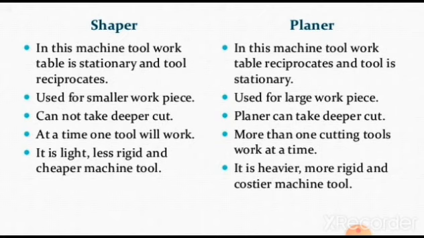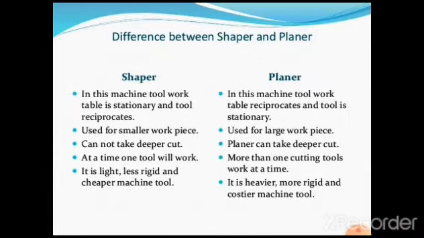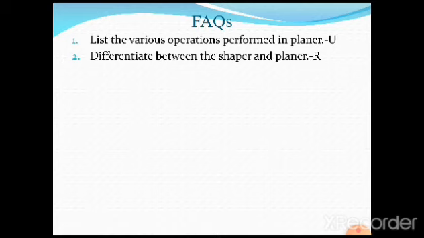It is a light, less rigid and cheaper machine tool. The shaper is definitely a lightweight machine, less rigid means less strong compared to the planer, and a cheaper machine tool, whereas the planer is a heavier, more rigid and costlier machine tool. So the industries will take decisions depending upon their job type, whether they are going for a large workpiece or for mass-produced identical jobs. That decision is taken by the industries, what type of machine they are supposed to install. But we need to understand here the basic working difference, and these are the expected questions in the examinations.